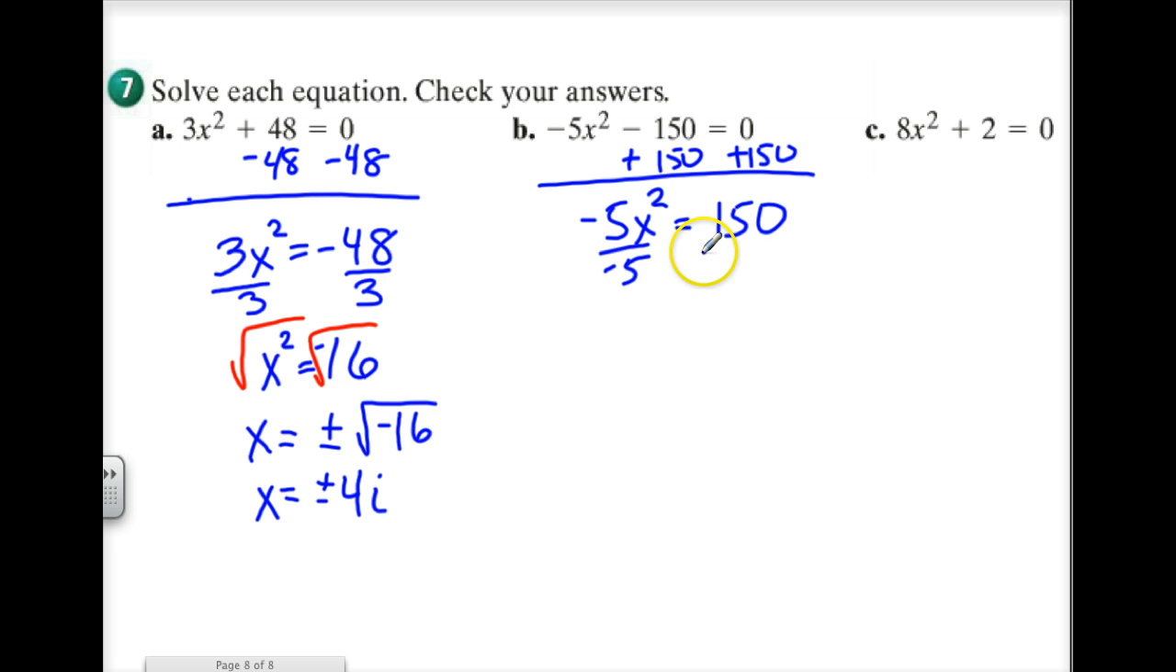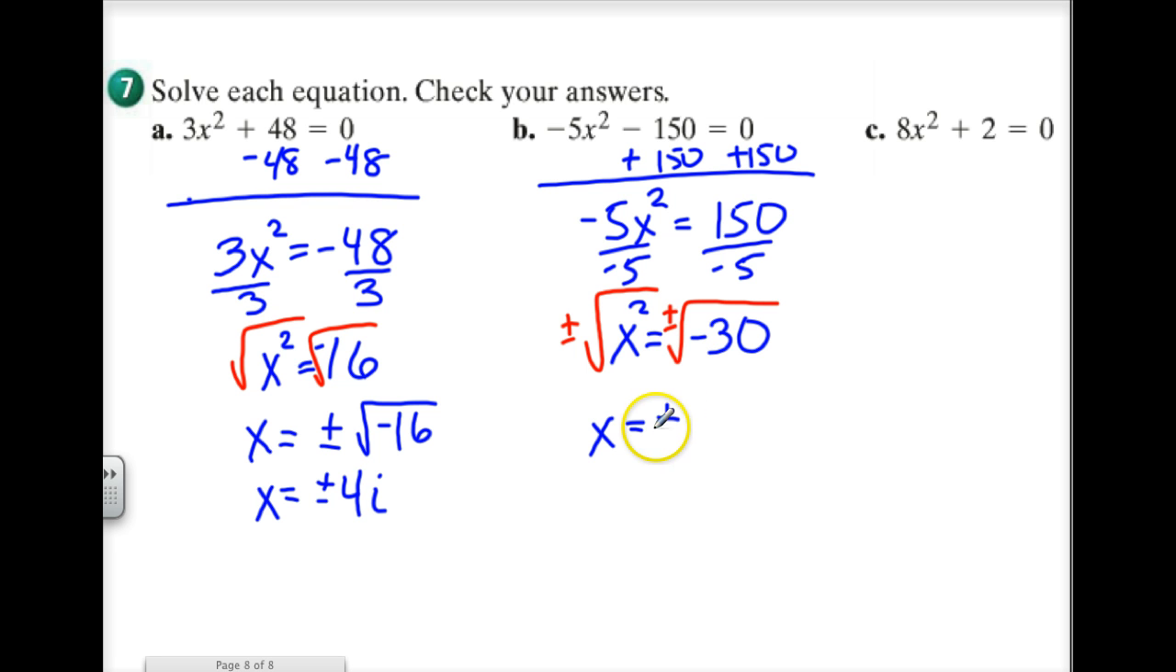Divide by negative 5. So x squared is going to equal a negative 30. Again, I'm going to take the square root of both sides, which gives me a plus and a minus square root. So I'm going to end up getting x is going to equal plus or minus the square root of -30. And the square root of 30 cannot be broken down any further than that, but the i can be taken out. So it's plus or minus i square root 30.